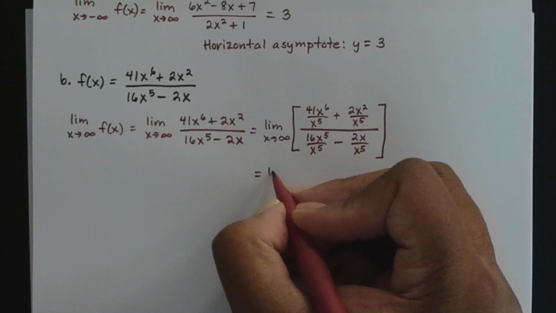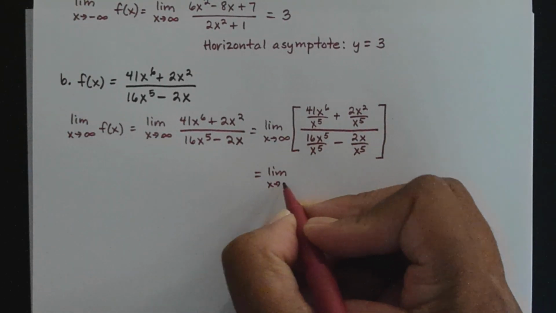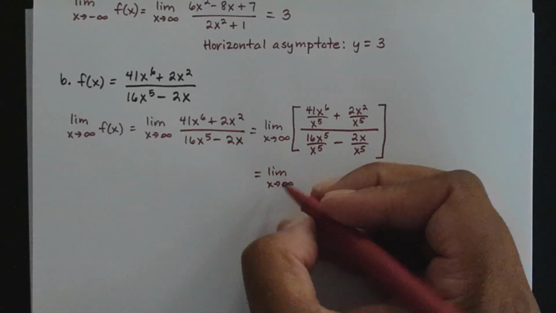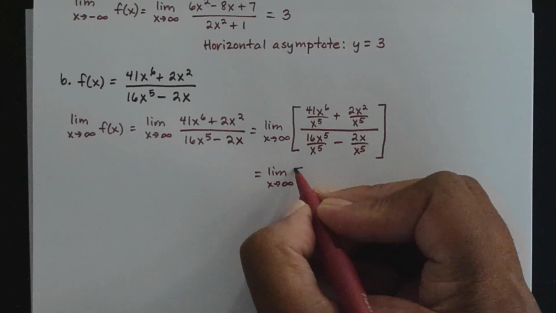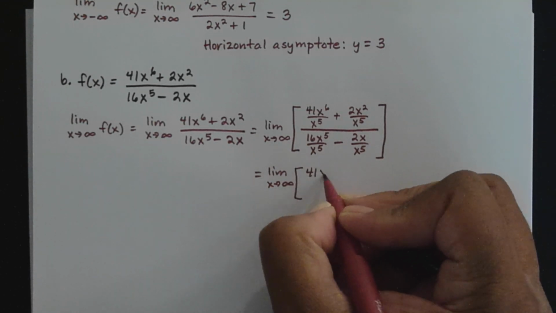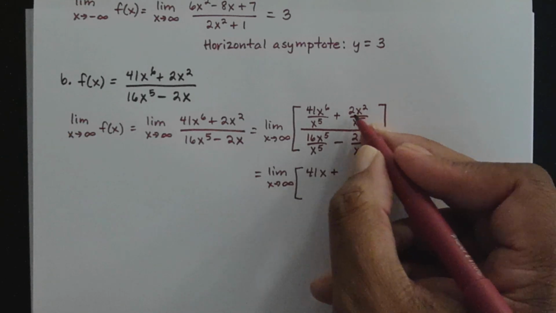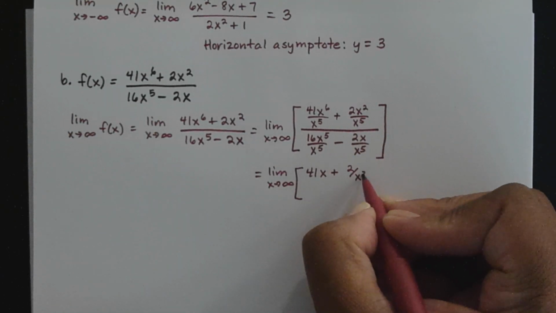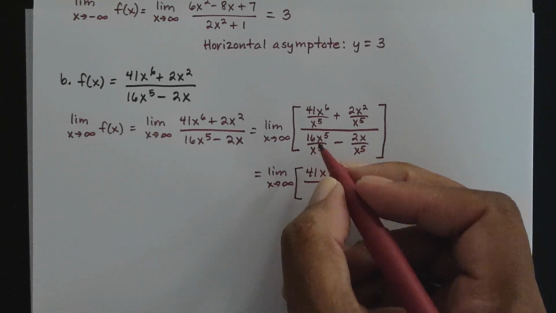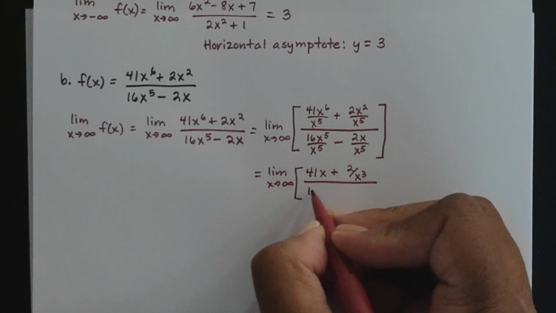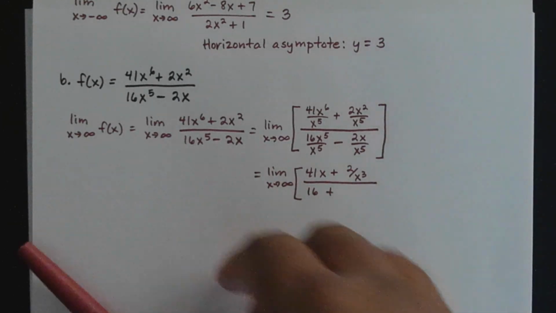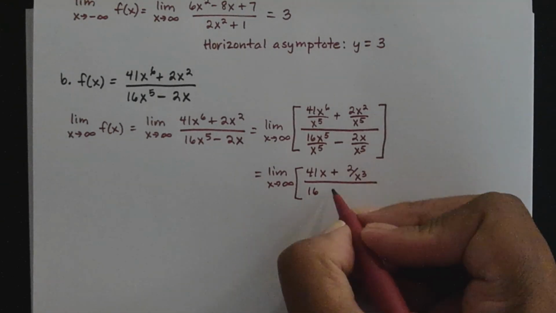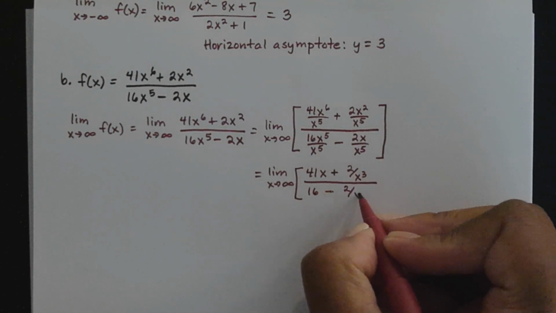And then we simplify this. Let's see, the limit as x approaches infinity of, if I divide 41x to the 6th by x to the 5th, I would get 41x. And then 2x squared divided by x to the 5th, that's going to be 2 over x to the 3rd. And then 16x to the 5th divided by x to the 5th would be 16. And then this is a minus 2x divided by x to the 5th, 2 over x to the 4th.